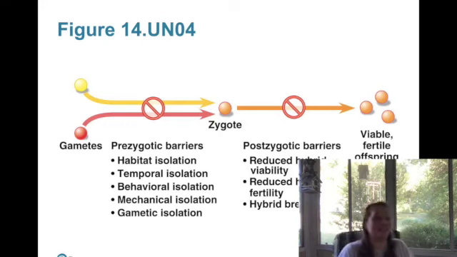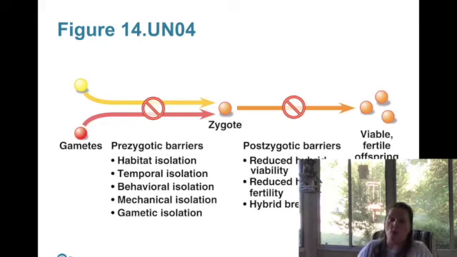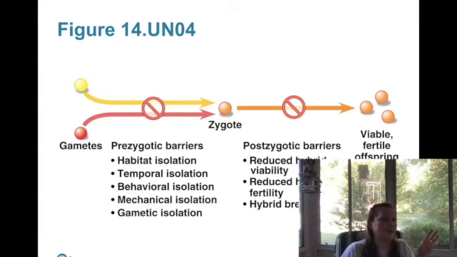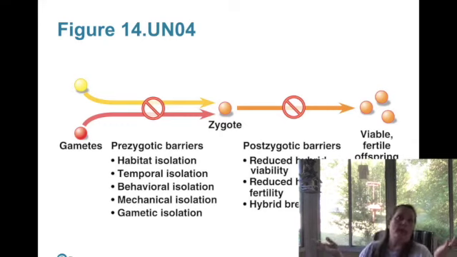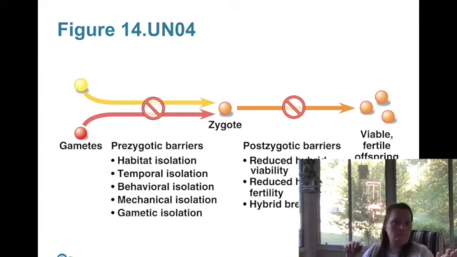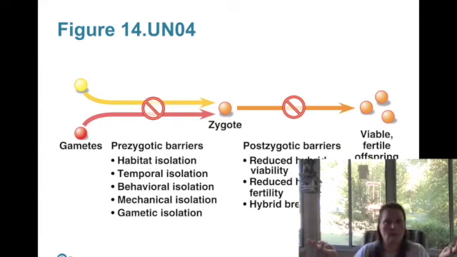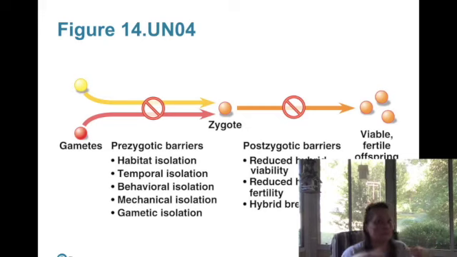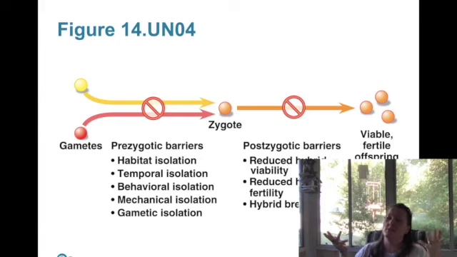Mechanical isolation. This is literally the one I was talking about where the two parts don't match. So mechanical isolation would be something along the lines of A and B just straight up don't fit. So you would not be able to, I don't know, let's see, have a naked mole rat and a porcupine. They're not going to be able to reproduce because that naked mole rat can't get near that porcupine. You know what I mean?